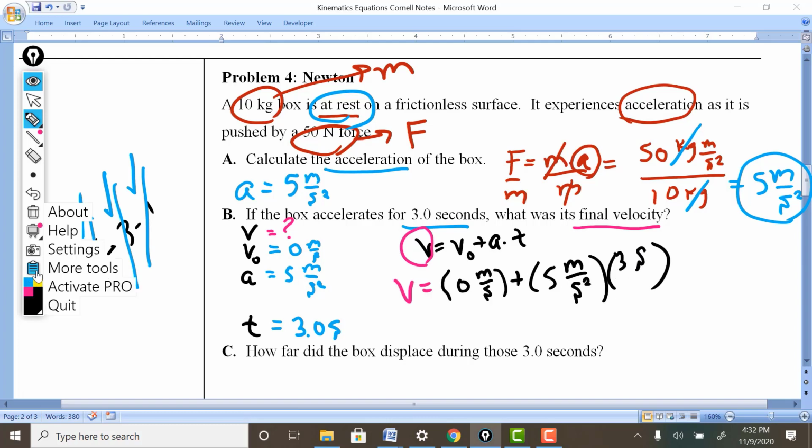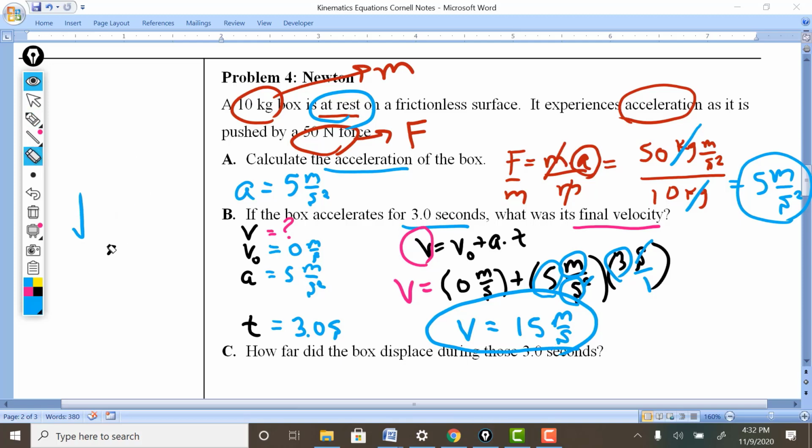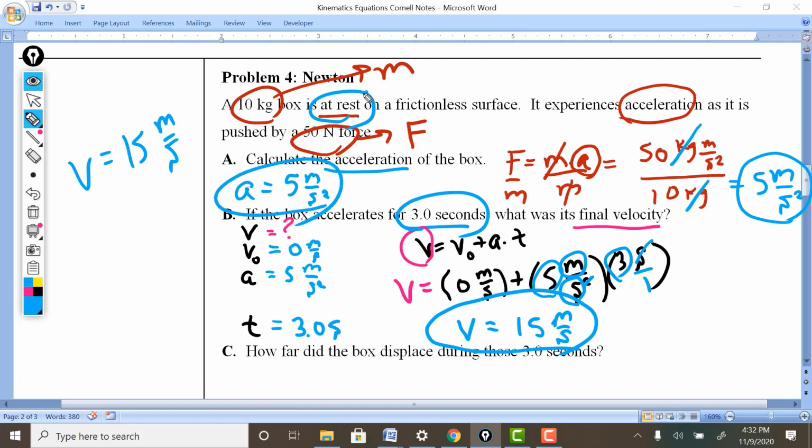Now, if it helps, I'm going to put this over 1 because this second will cancel out with one of these seconds. And I have 5 times 3, which gives me 15 meters per second. Now, let's keep track of some of these things. So far we know that the velocity right now is 15 meters per second after 3 seconds of accelerating at this rate starting from rest.